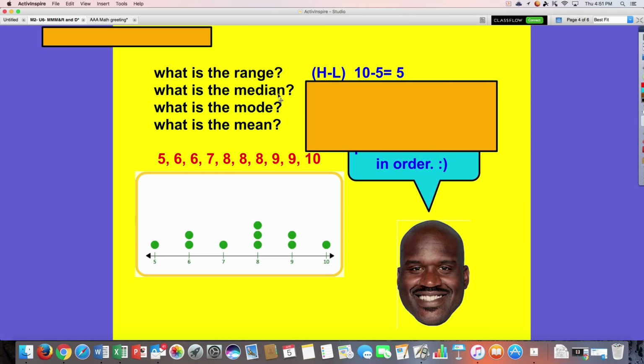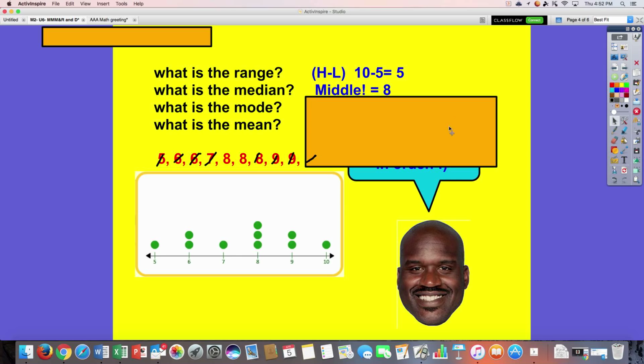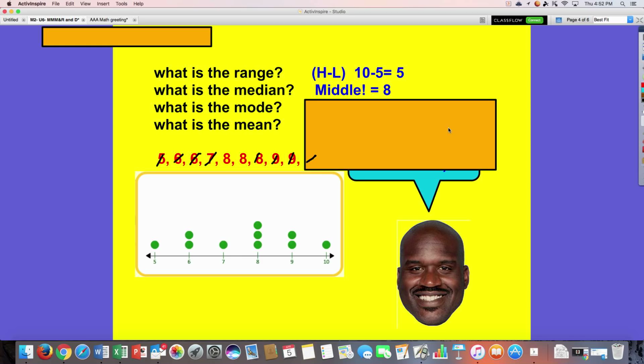What's the median? That means the middle number. The easiest way to figure out the median, once I have all my numbers in order, I just cross them off. Cross up there, cross up here, and so on. When we've got two numbers like that, 8 plus 8, 16, divided by 2, 8. So the median is 8. It's the middle number, right?